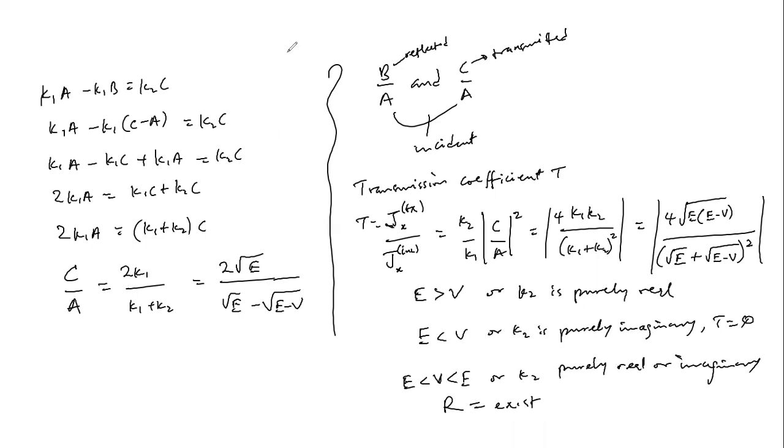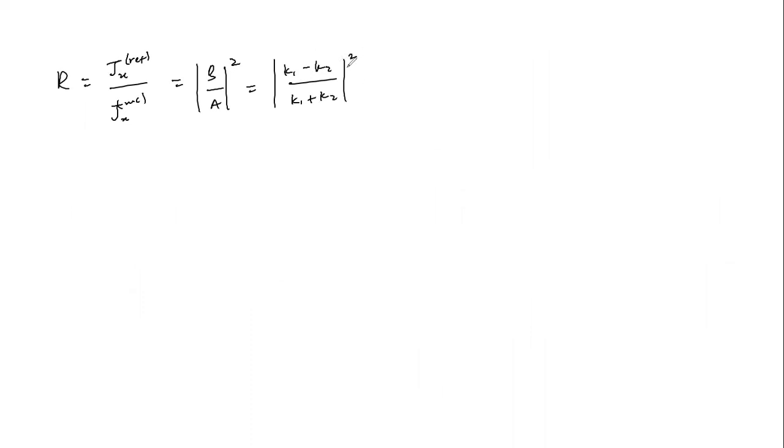So, the reflection coefficient R will be the same as the current probability of the reflected wave divided by the current probability of the incident wave, which will be the same as b over a mod squared, which is the current density. That will be k1 minus k2 over k1 plus k2. And once we substitute the values of the various wave numbers, we have square root of E minus square root of E minus V divided by square root of E plus square root of E minus V, mod squared.